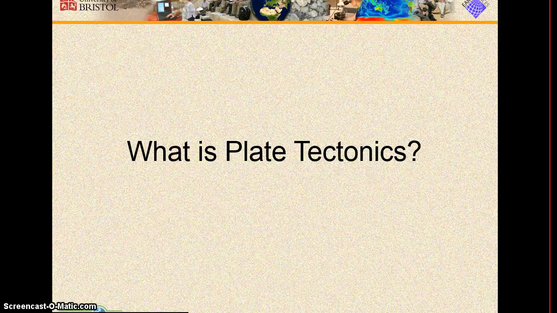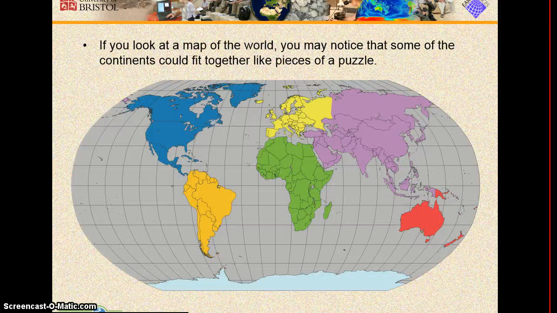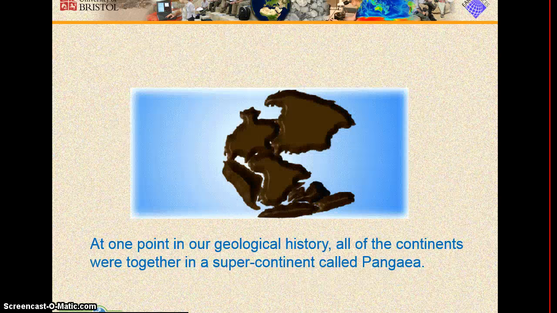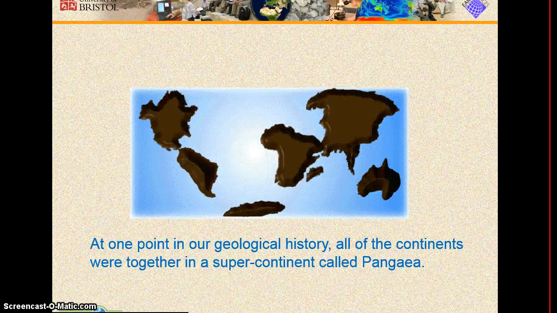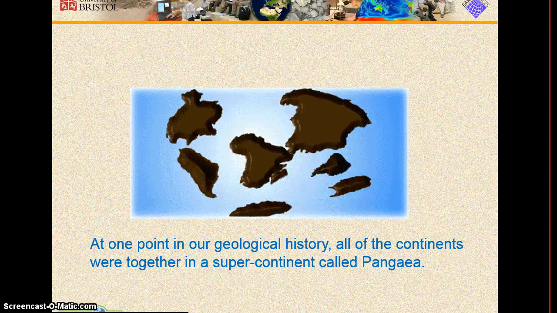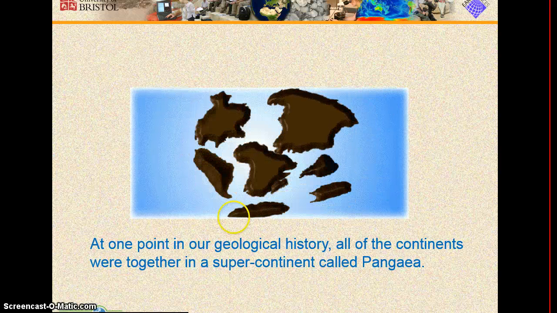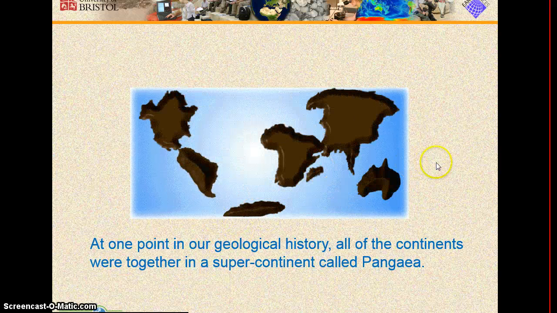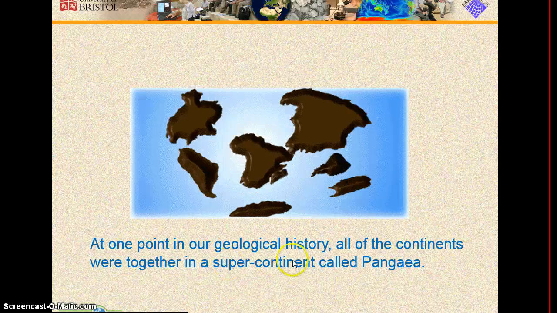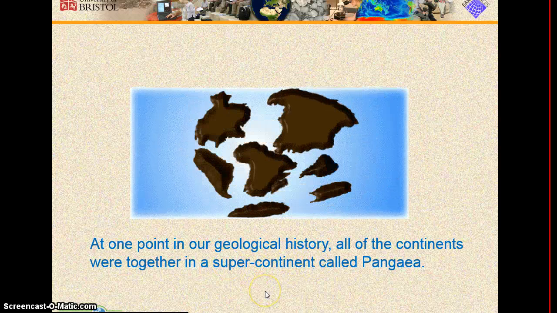Well, let's look at what plate tectonics is. All right, so if you look at a map, you'll notice that all these pieces look like they fit together like a puzzle. So the continents, if you move them around, you could fit them together like a puzzle. So at one point in our geological history, all of the continents were together in a supercontinent called Pangaea. So this color right here is the color that we're going to be writing. So go ahead and write this.